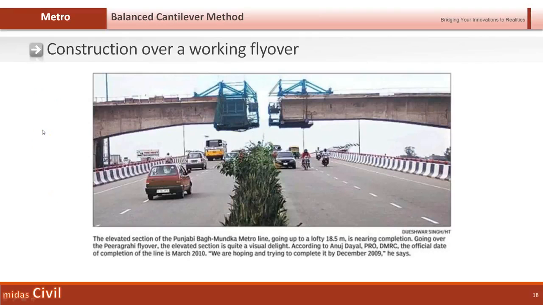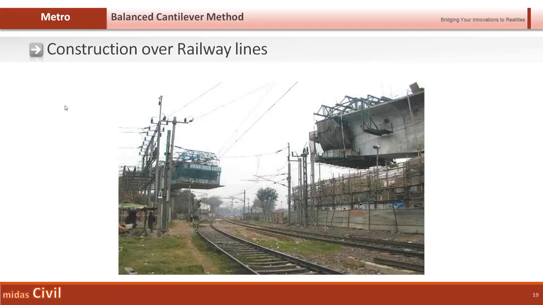So these pictures might clear why it is required. For an urban settlement, it doesn't disrupt the traffic at all. The traffic flows on its way and the construction is going on above. Also, for construction over railways, where railway lines are there, it can easily be constructed over the railway lines also.